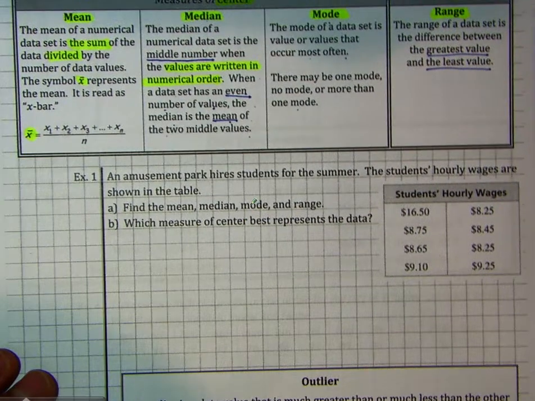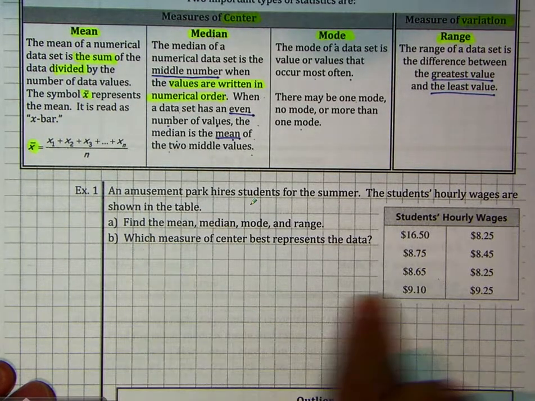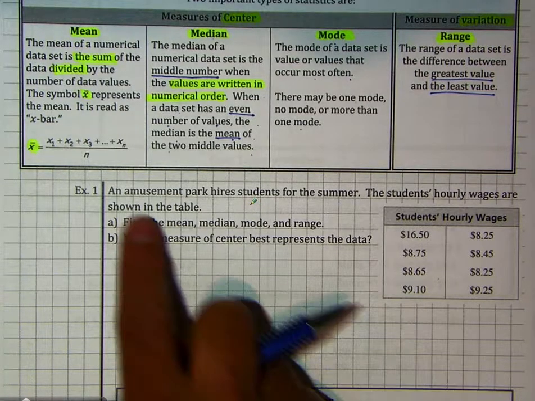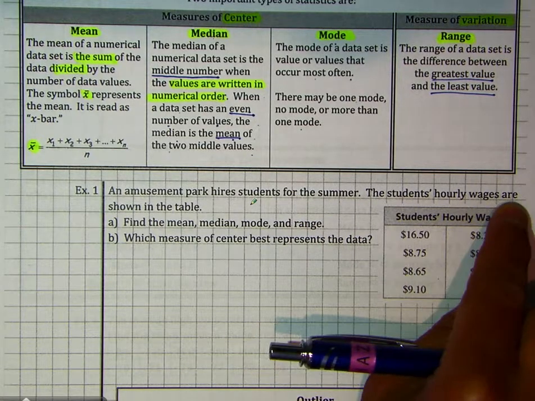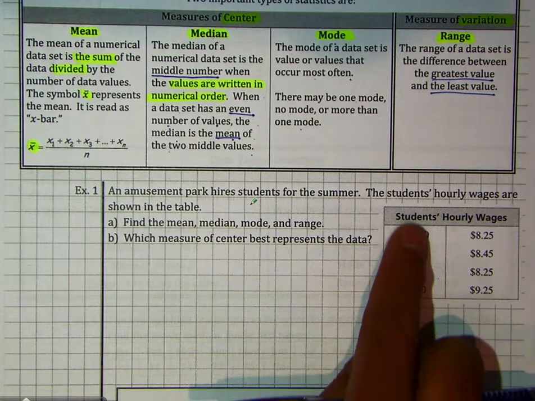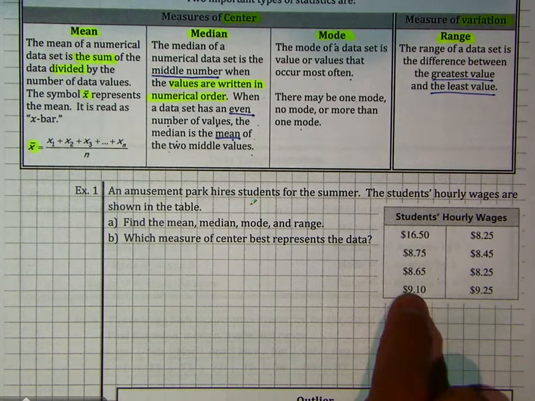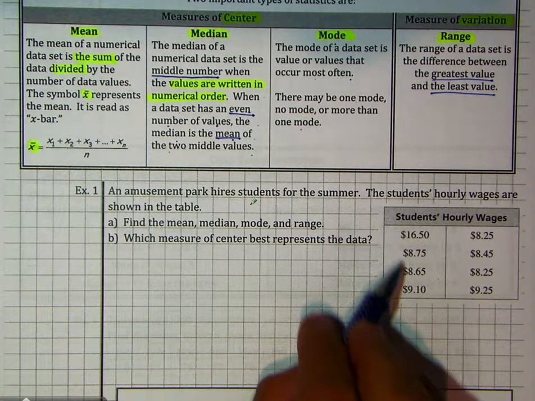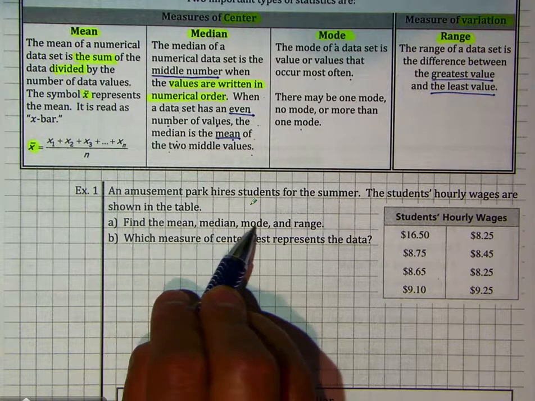On example number 1, go and copy it down, and then we can start once you're ready. An amusement park hires students for the summer. The students' hourly wages are shown in the table. So they give you a table that shows 8 different students, and that's how much each of them earns an hour. We need to find the mean, median, mode, and the range.